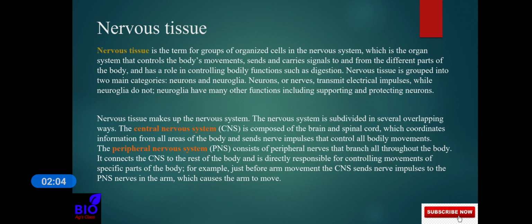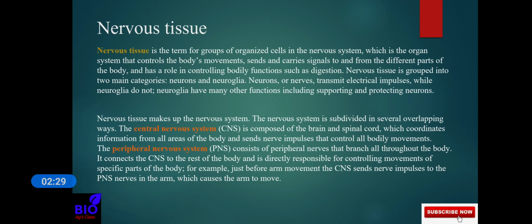Suppose someone has a brain tumor, what is a tumor? A tumor is a result of some uncontrollable mitosis cell division. So that uncontrollable cell division might occur in these neuroglial cells, not in neurons.